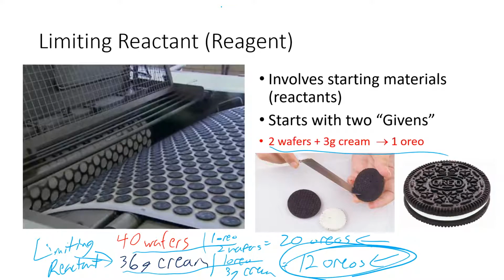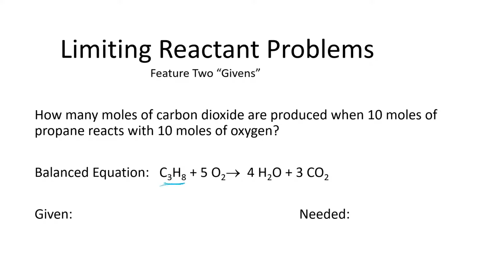You're going to have something like propane and something like oxygen. And let's say you have 10 moles of each, right? So here are our two givens. Our two givens are we have 10 moles of oxygen and we also have 10 moles of propane. So there's our two givens. And basically, we just have to figure out which product we want, as long as we go to one. So this one actually asks for carbon dioxide specifically, but we could do the same problem going to water and just figure out which one makes the least amount.